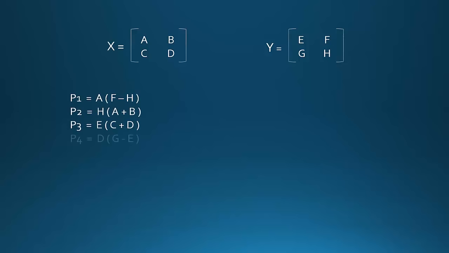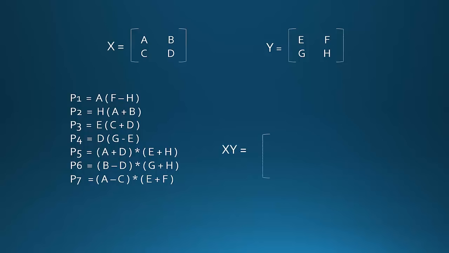In Strassen algorithm we have basically two matrices, X with elements A, B, C, D and another matrix Y with elements E, F, G, H. Then we have these 7 formulas P1, P2, P3 till P7, and using these 7 formulas we derive the product of the matrix X and Y. The complexity of Strassen algorithm is big O of n square.